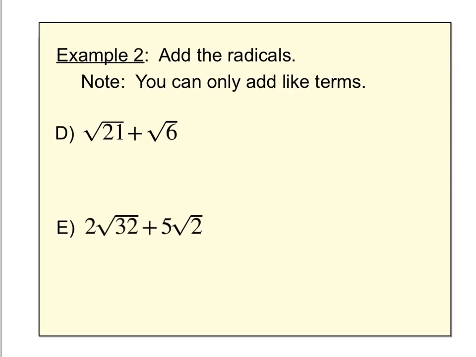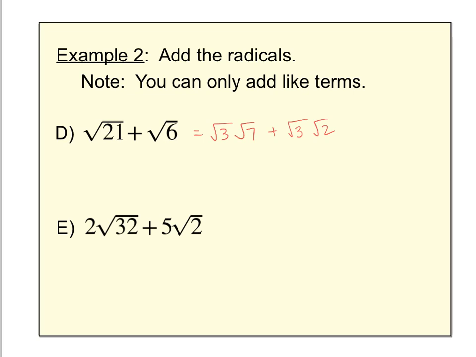Let's try a couple more like that. So as you can see, root 21 and root 6 are not like terms, but I want to try to get them to be like terms. So I'm going to think about what I can break them down into. Well, 21 is the same as 3 times 7. So instead of root 21, I'm going to change that to root 3 root 7. And then instead of root 6, I'm going to change that to root 3 root 2.